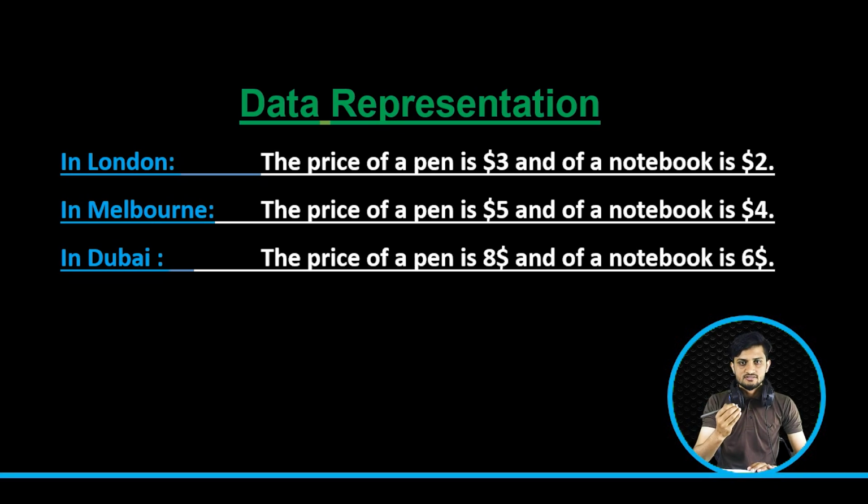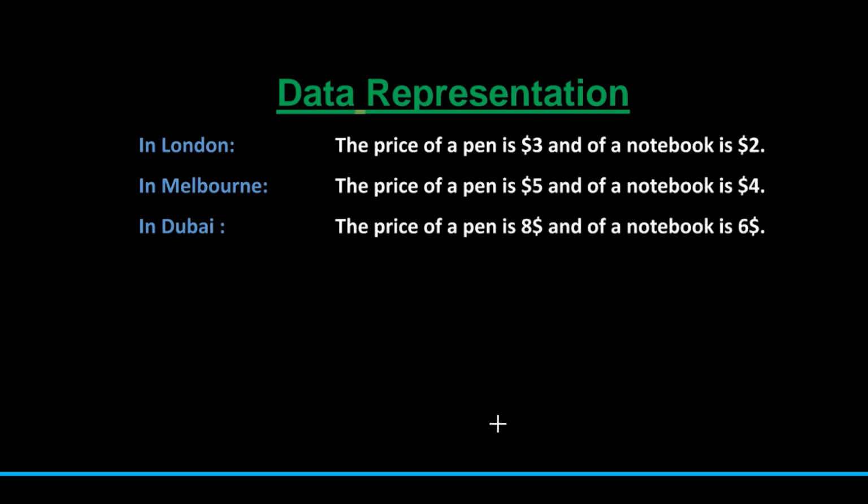Let's see if this makes sense. Let's create 3 columns for 3 cities and 2 rows for pen and notebook. I will write L for short to represent London, M for Melbourne, and D for Dubai, P for the pen row, and NB for the notebook row. We have the price of a pen in London is $3. This corresponds to the entries of the London column and pen row. Then we have the price of a notebook is $2. That's this right over here.